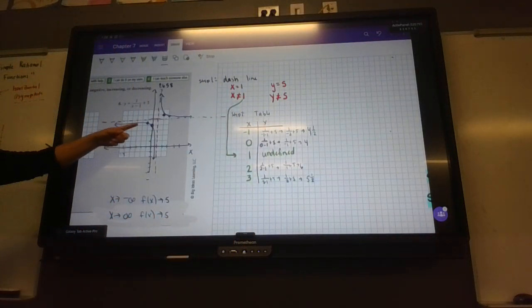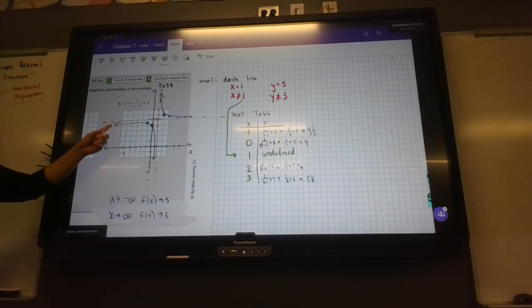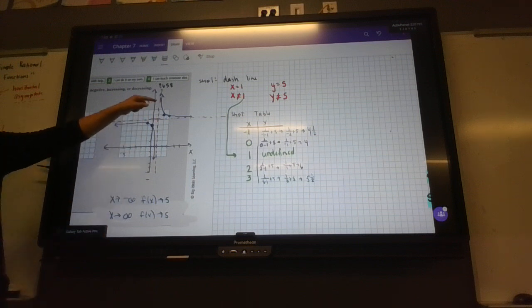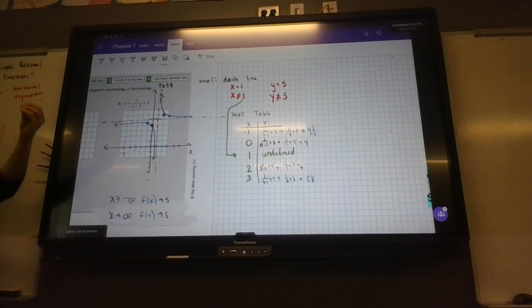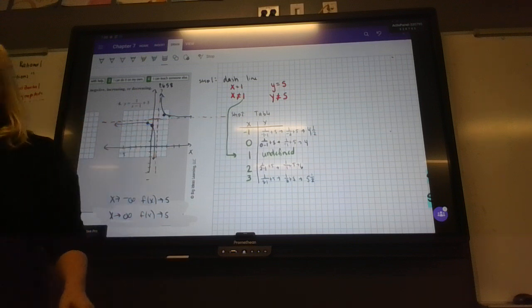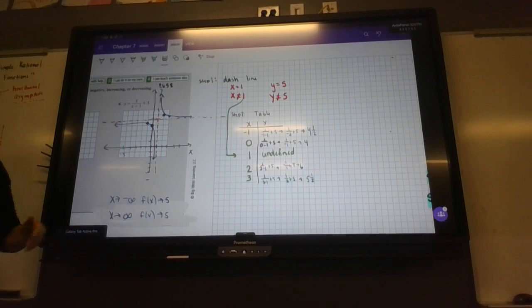On the left side, the y goes up to 5, and on the right side, the y is also going to 5. So that's what's interesting about these graphs, that both ends are approaching this 5. So you want to get your end behavior really understood.